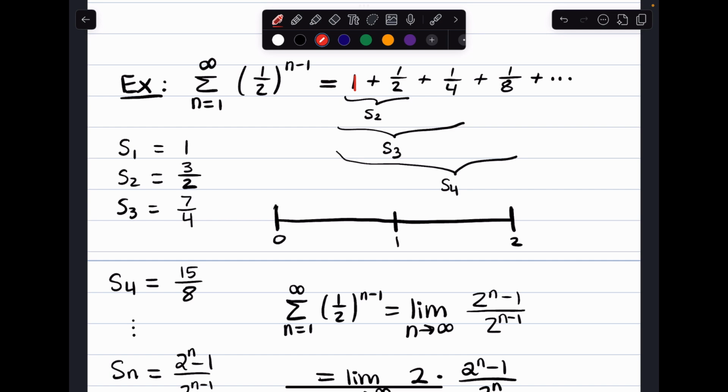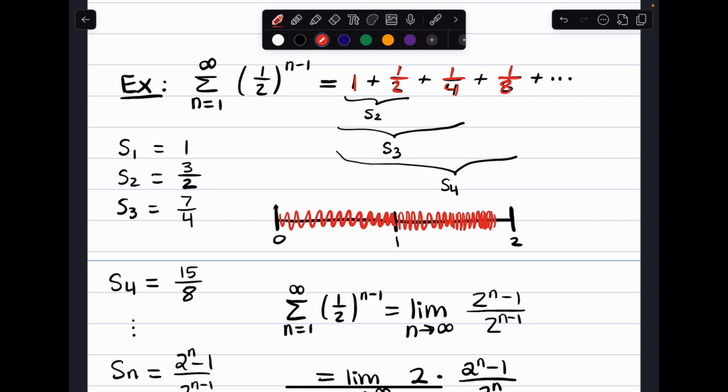I'm first adding a 1. So I'm adding from 0 all the way to 1. And then I'm adding 1/2 to that. So from 1 to 2, I'm taking 1/2, and this is what I'm adding. And then I'm adding 1/4, which is actually half of what's remaining. And then I'm adding 1/8, which is again half of what's remaining.